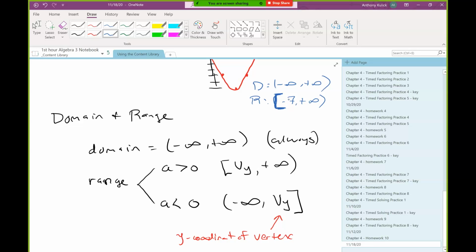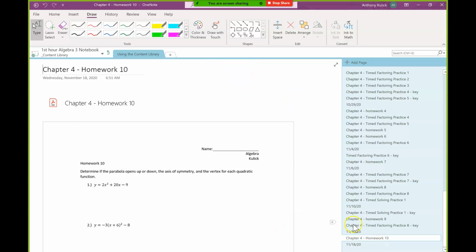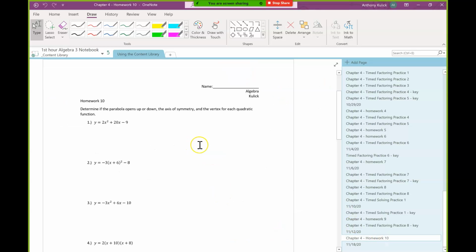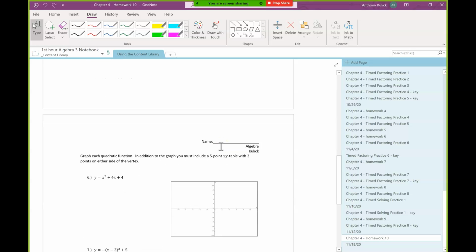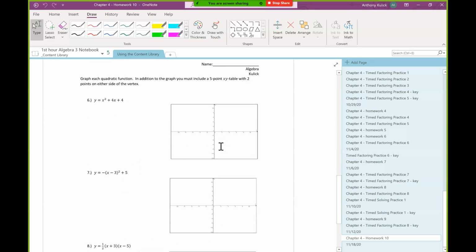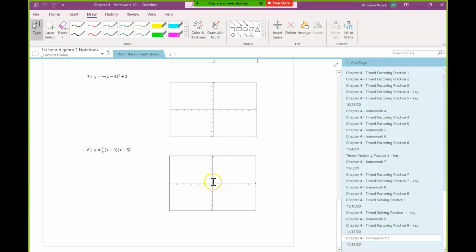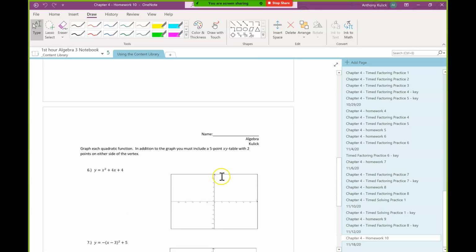Not a big deal. The homework for today, you should do homework 10, which is the one that I asked you about earlier, which makes me a dummy. So the first 5 questions, you're just determining whether the parabola opens up or down, listing the axis of symmetry and then the vertex for each of these. And then after that, there are 3 graphing problems, again where in addition to a graph, you have to include the 5-point table, 2 points on either side of the vertex, just like we did in the example here.